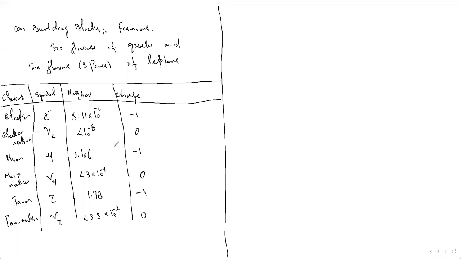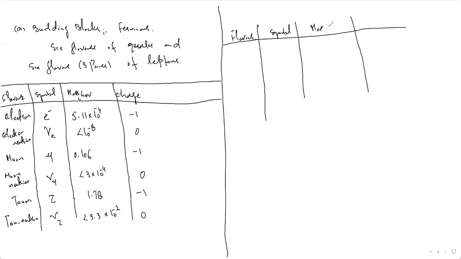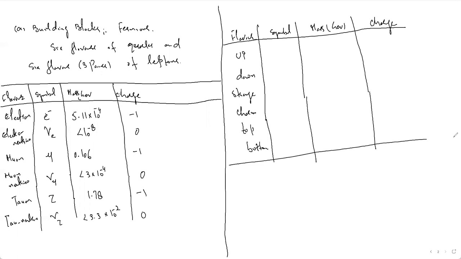Now similarly, we have the 6 flavors of quarks. They can be summarized into a table in a similar way. You can again form another table for the 6 flavors of quarks: flavor, then the symbol, then the mass in GeV, and then the charge. So you know that we have up, down, strange, charm, top, and then bottom. These are the different quarks which we already have, right? Up is denoted by the symbol u, then d, s, c, t, b. They are the symbols.